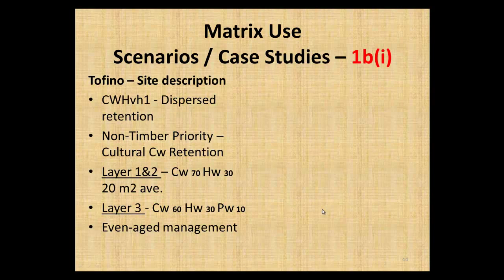Okay, our third scenario case study would be in Tofino, CWH, VH1 dispersed retention, non-timber priority, cultural cedar retention, layer 1 and 2 hemlock and cedar left over, 70-30 cedar, 20 square meters of retention, layer 3 hemlock, cedar, pine. It's been regenerated, that's why it's up into layer 3. It's already past breast height, so it's bumped up into layer 3. Even age management. So we don't have an uneven age management, non-timber objective. We've left a lot of retention.